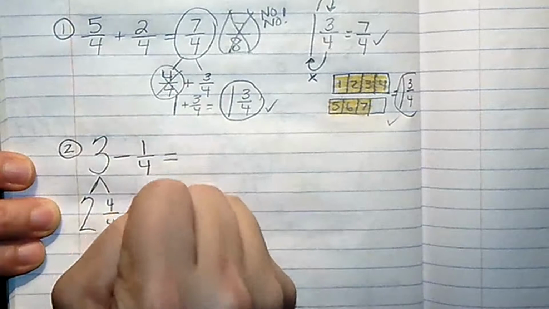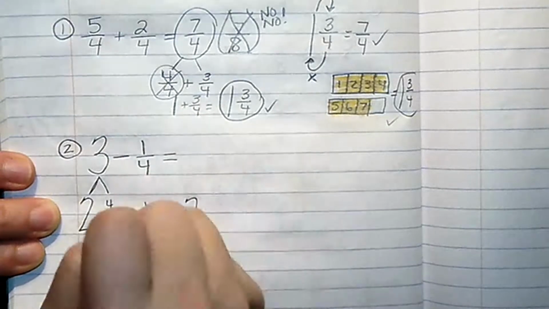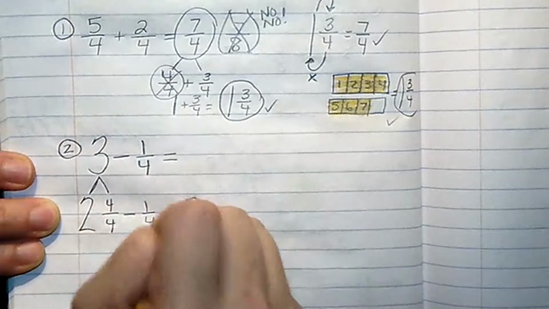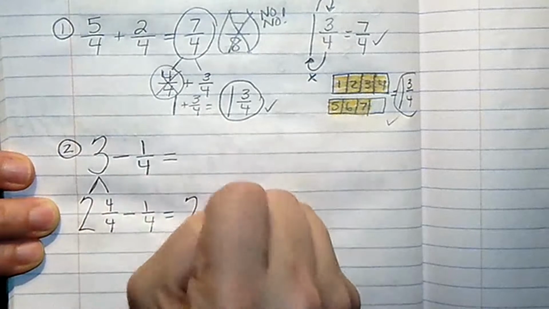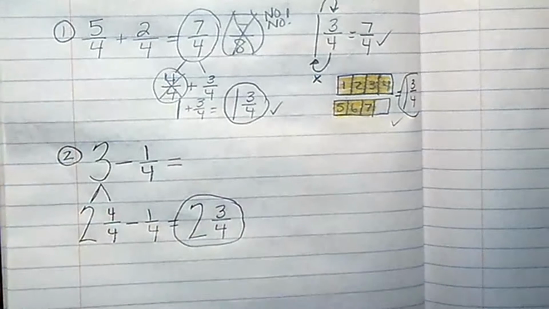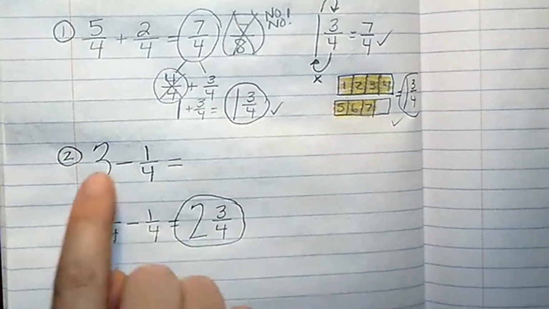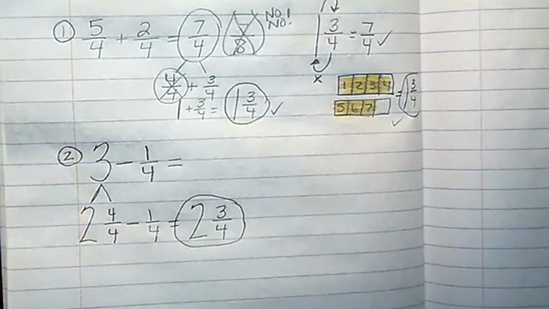I'm going to take away 1/4, and that's going to leave me 2. 4/4 minus 1/4 equals 3/4. I think that's my answer. But we don't want to think, we want to know. So my number bond way, that's one choice that you can do it.